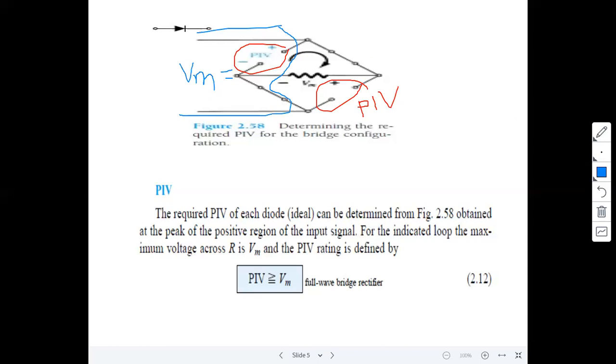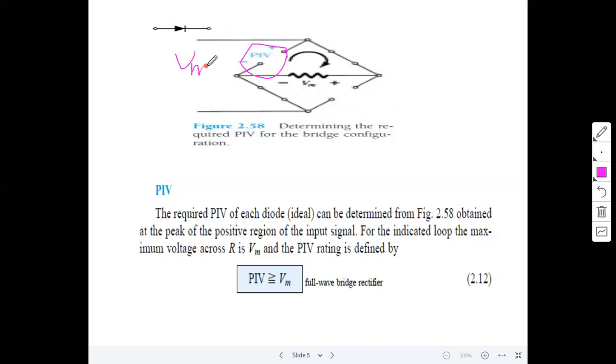Or otherwise, if you consider some other path, if you consider this path in opposite direction, right? In opposite direction. Now at that time, this is plus and this is minus. When we consider this one, and so on like this, right? Anyhow, the reverse voltage across the diode is only Vm only.